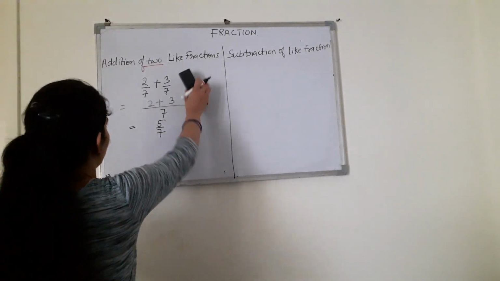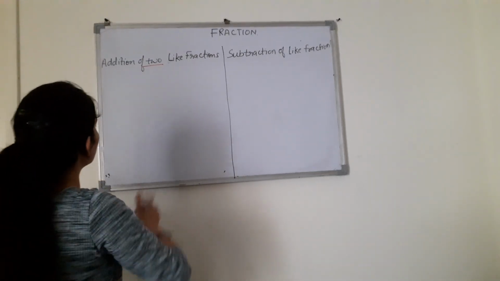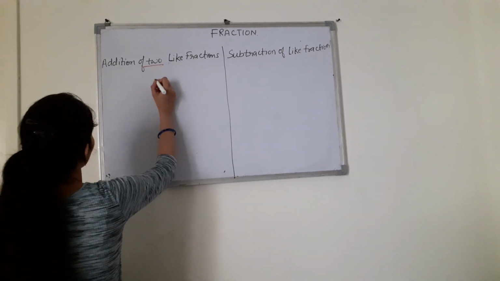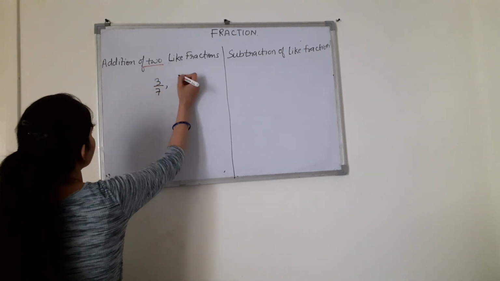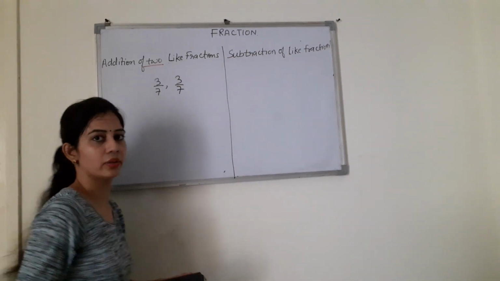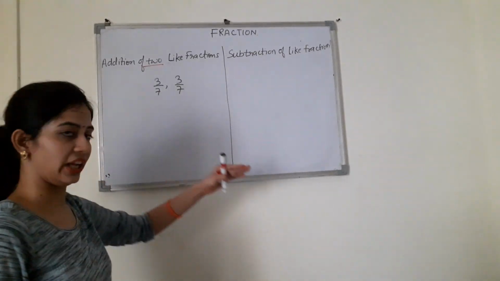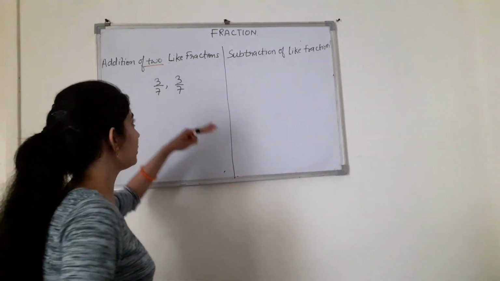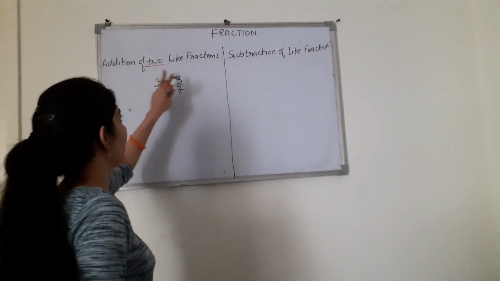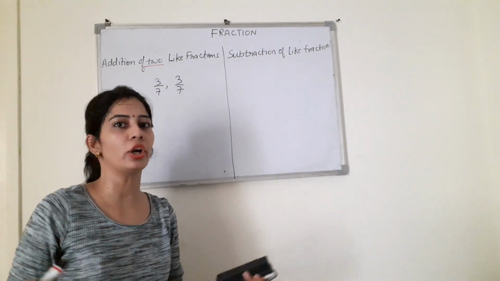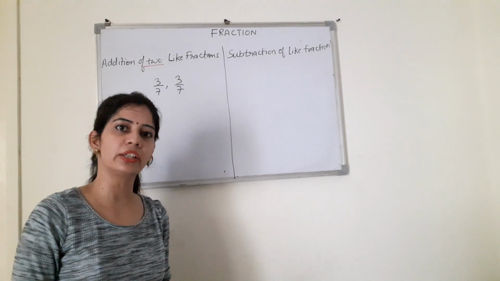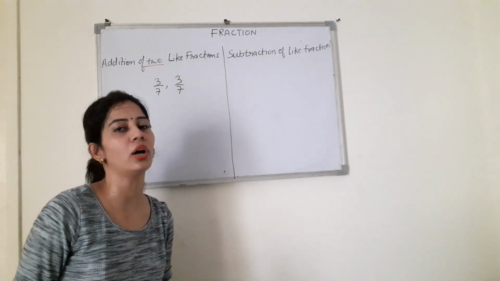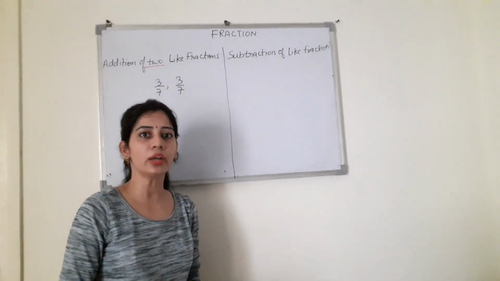Now quickly we will take one more example. Suppose these are two like fractions, 3 by 7 and 3 by 7, and we want to add these two like fractions. So how will we add them? Here, the numerators are also the same, but we will not skip adding them. The value of the numerator will always be added, but if the values of the denominators are the same, then we will not add them.